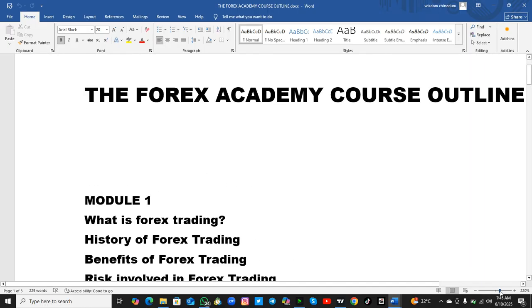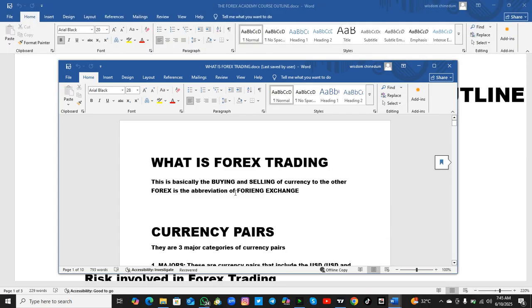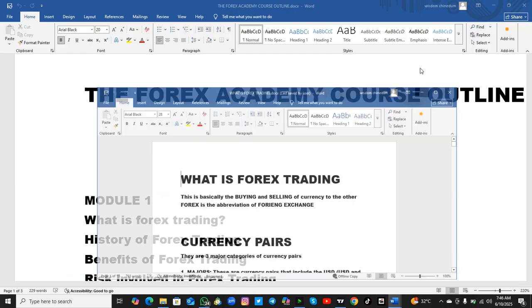Now in the course outline, this is module one, which is what is forex trading. I'll basically tell you guys that forex trading is foreign exchange, the buying of one currency or the selling of another currency, which is what we call foreign exchange. Although there is a note that is mapped out. So look at what the note is telling us here. It says this is basically the buying and selling of one currency to the other. Forex is the abbreviation of foreign exchange. So it's either you're buying one currency or you're selling the other currency together. So that's what forex trading is all about.